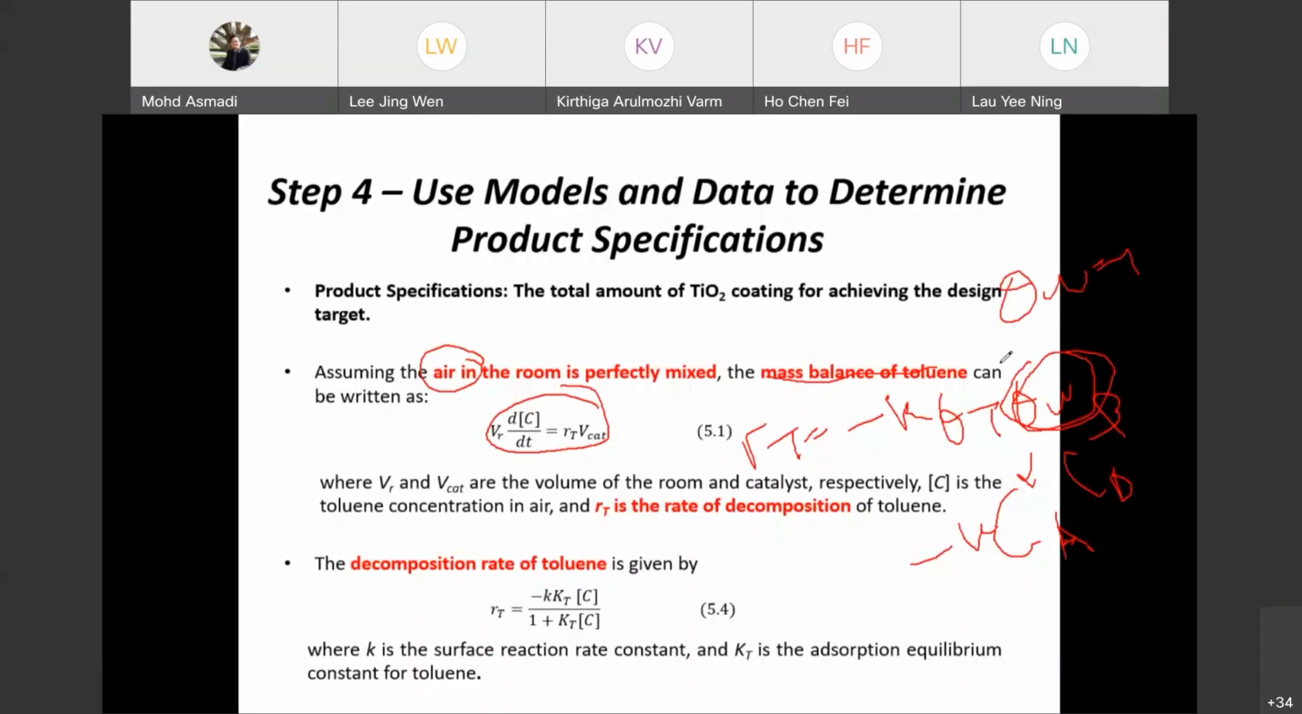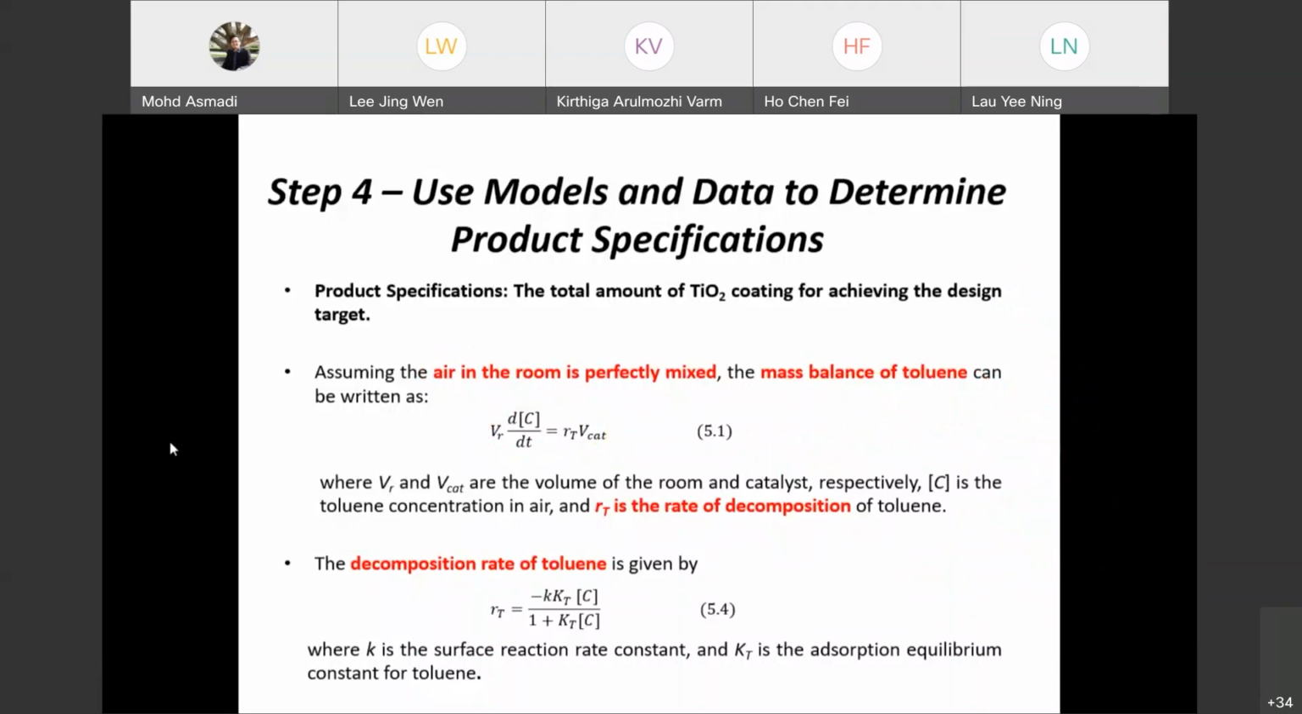It is just a fraction, just equal to 1. From these equations, you can expand the equation. The rate of toluene is negative k theta T theta water. This is just a fraction of the concentration. Water is very much in excess, so it is close to 1.